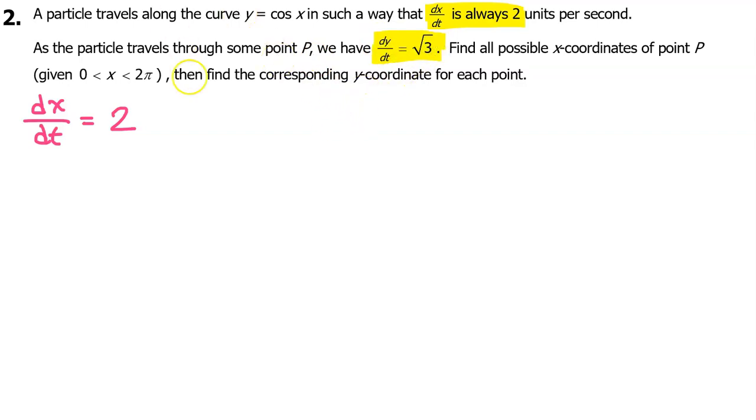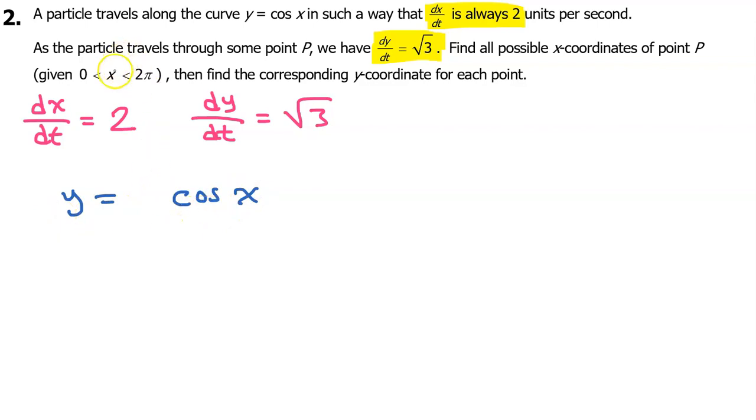So let's write that down as well. So we have dy dt is equal to radical 3. We are not looking for any rates. We are looking for x and y coordinates. And I believe these are all the facts that we are given. We are also given the relationship. So let's go ahead and write that down. So we have y is equal to cosine of x.